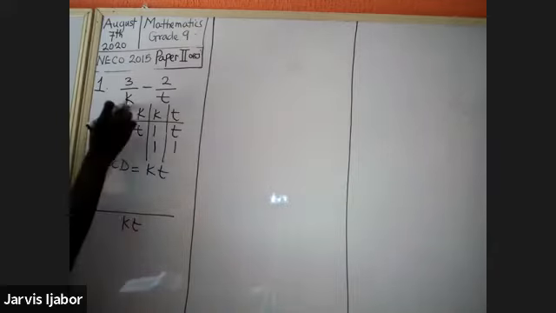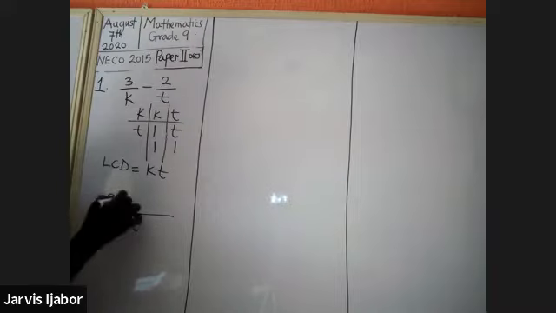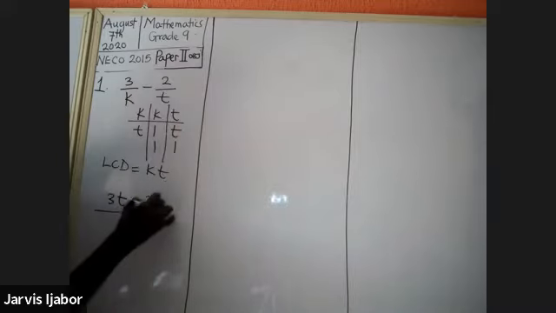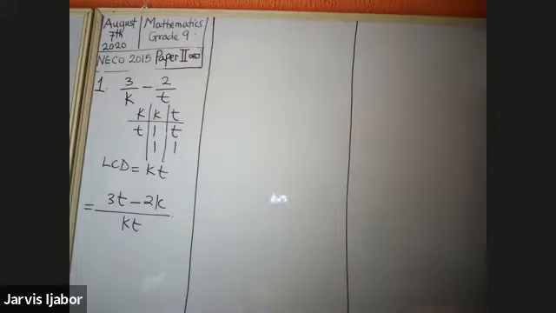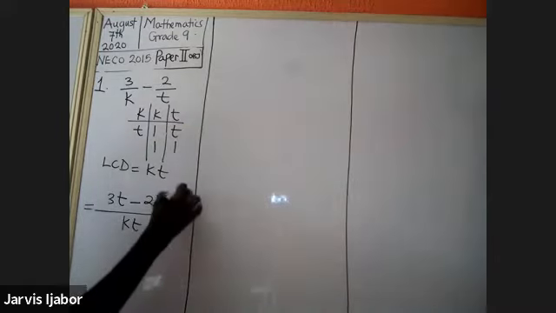kt divided by k will give me t, and t times 3 will give me 3t. Minus kt divided by t will give me k, and k times 2 will give me 2k. And this is your answer. That's all. And if you've done that correctly, your answer should be option D.